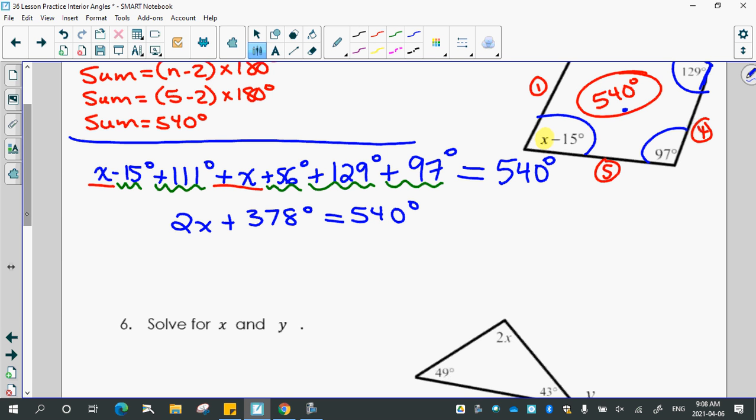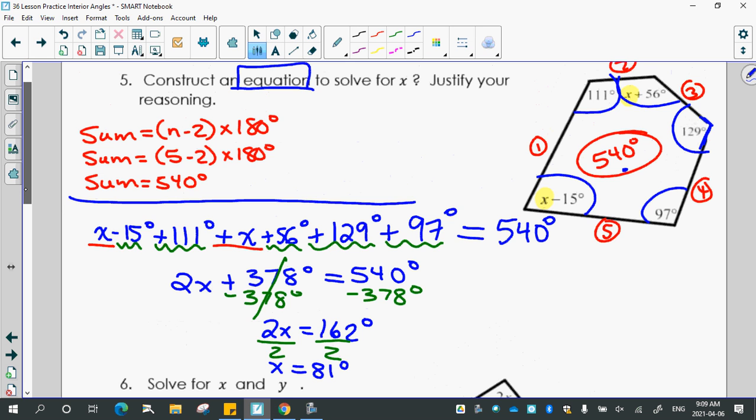Amelia? Yes, subtract 378 degrees on both sides of the equal sign. So those are gone. And I'm left with 2x equals 162 degrees. That's 2x, so then my last step would be to divide by 2. Excellent. And that's going to give me 81 degrees.